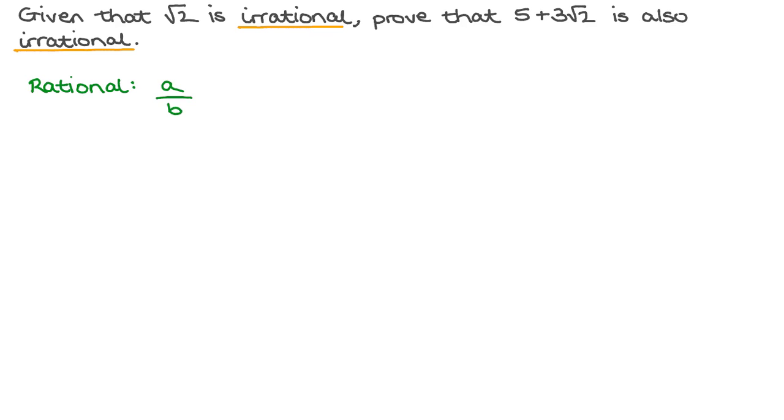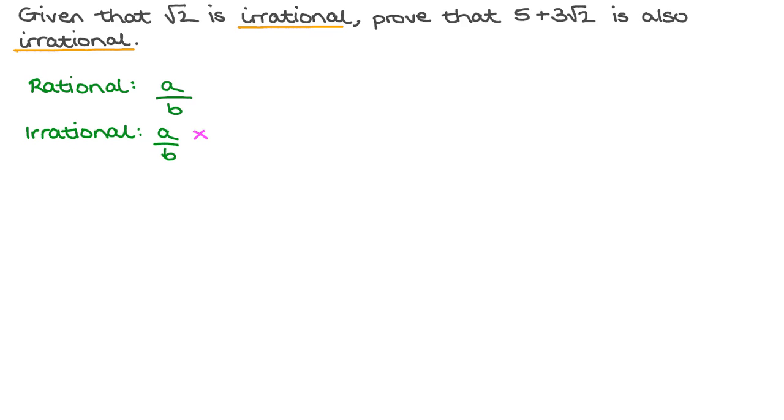If a number is rational, this means that it can be expressed as a quotient or fraction, a over b, where a and b are both integers and b is not equal to 0. For a number to be irrational, it means that it cannot be expressed as a fraction in this way.